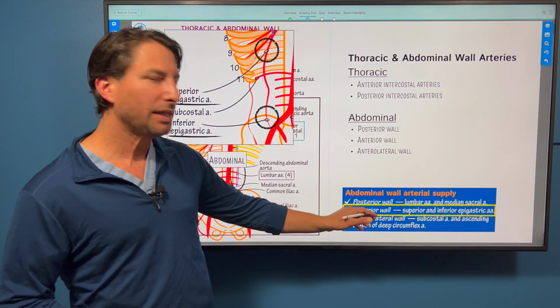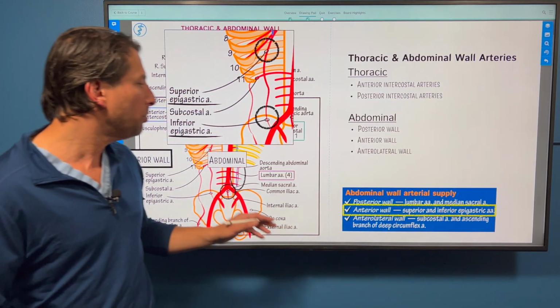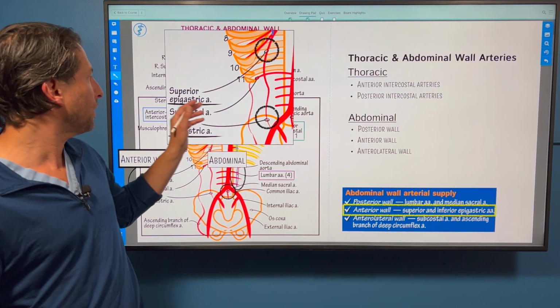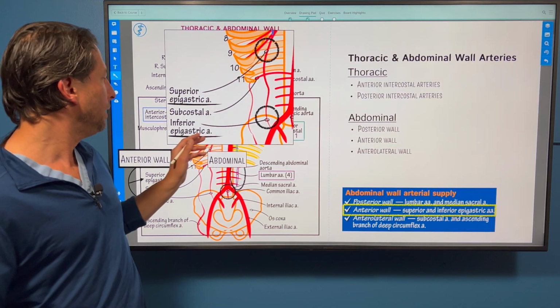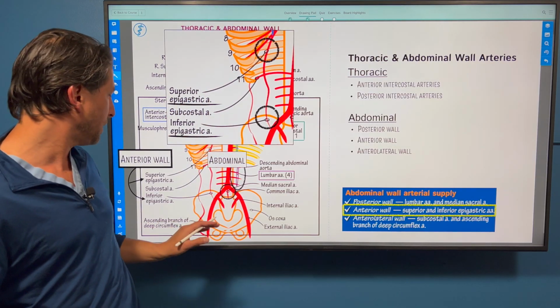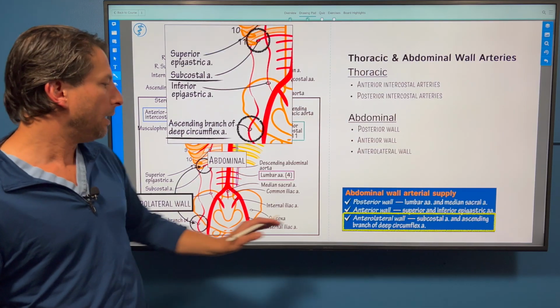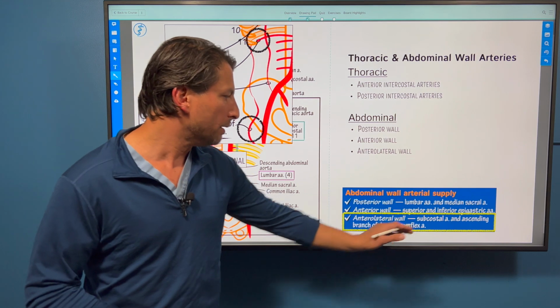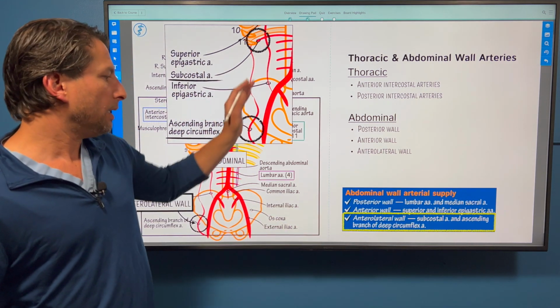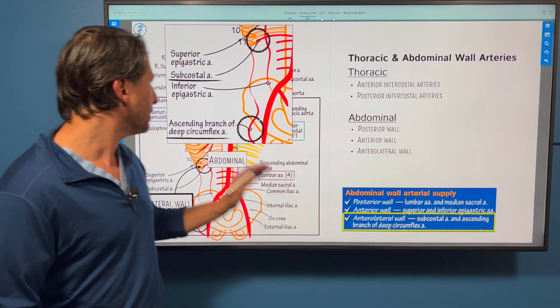Then we have the anterior wall with the superior and inferior epigastric arteries pointed out here and inferior here, referencing what's happening down in here. And then we have the anterolateral wall with the subcostal and then the ascending branch of the deep circumflex.